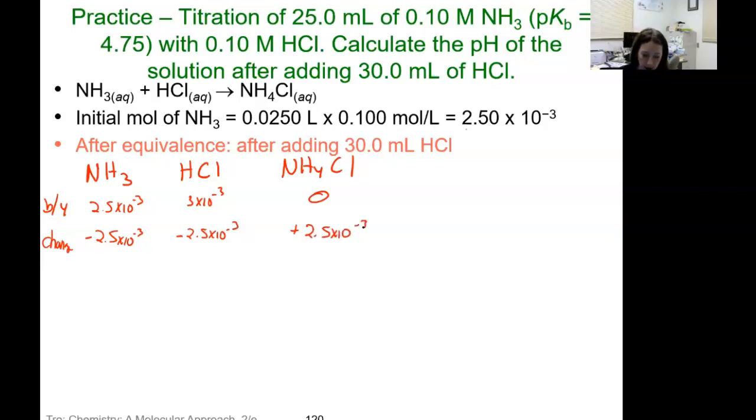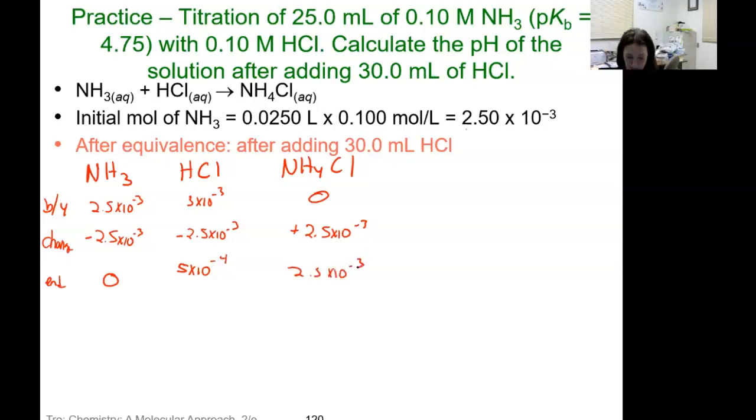So then when we subtract that out, in the end we have none of this. Sorry, my pen is not working all of a sudden. There we are. We have 5 times 10 to the -4, and then we have 2.5 times 10 to the -3 of this.